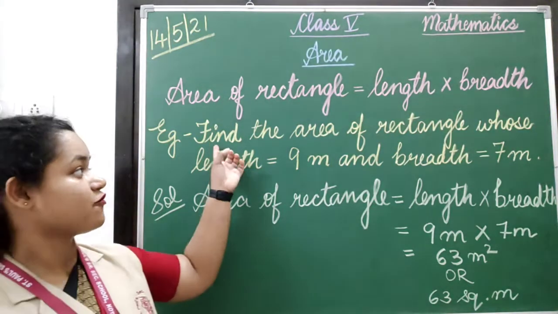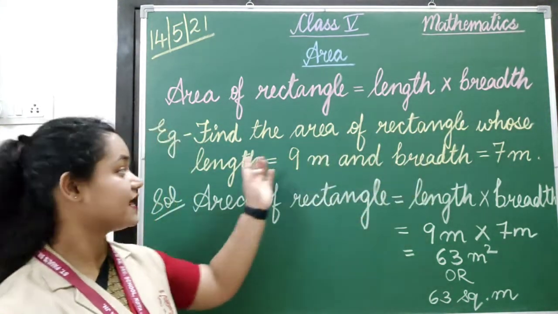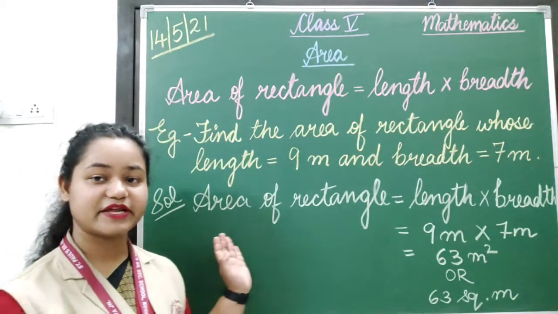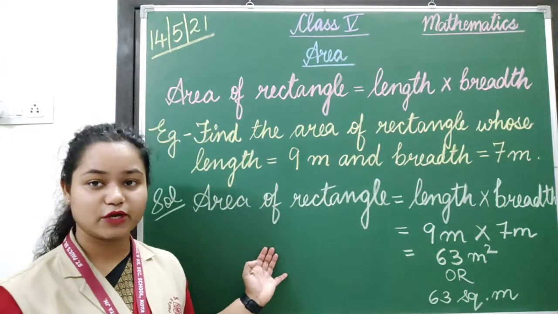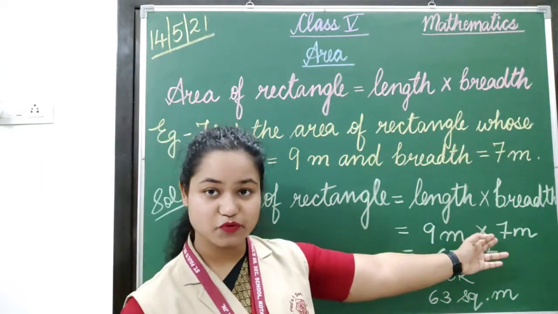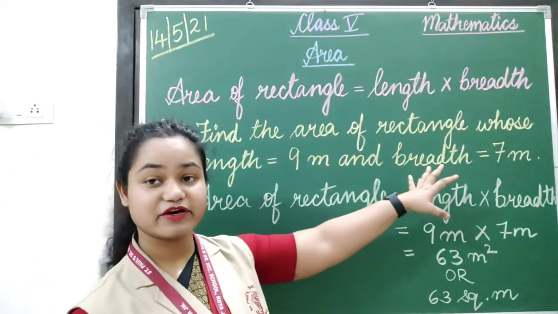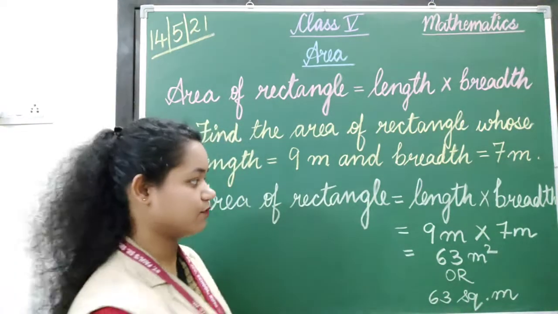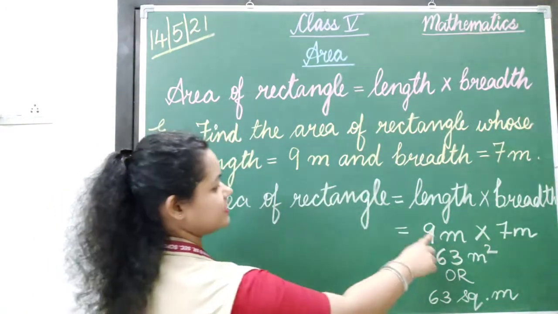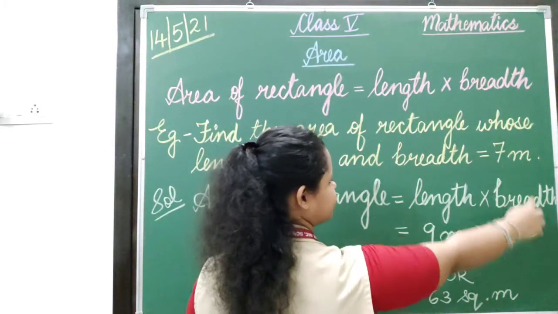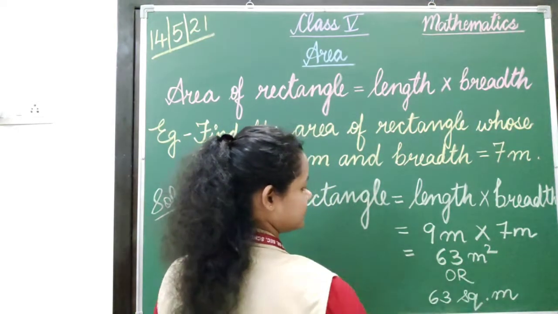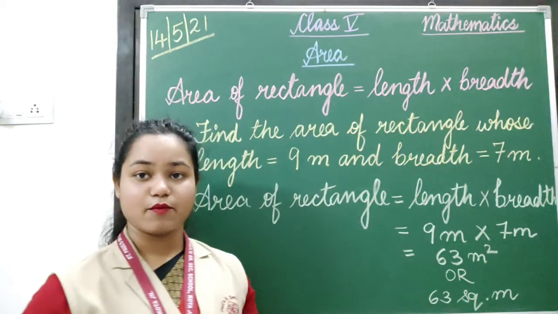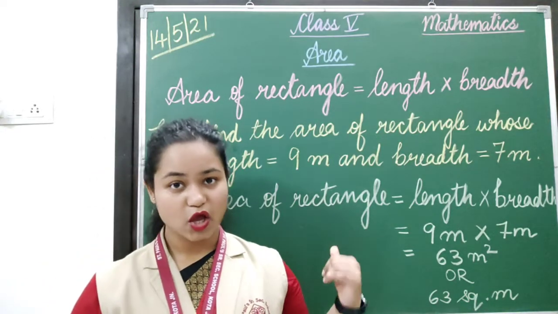Let's see once again. Find the area of rectangle whose length is 9 meters and breadth is 7 meters. So for the solution, the very first line which we are going to write is the formula. Area of rectangle is equals to length into breadth. Then put the dimensions whatever are given in the question. You have to just place them, multiply and write the answer. So here in the question, our length is 9 meters multiplied by breadth is 7 meters, 9 sevens are 63 meters square or 63 square meters. Both the ways you can write. Understood? Copy down.